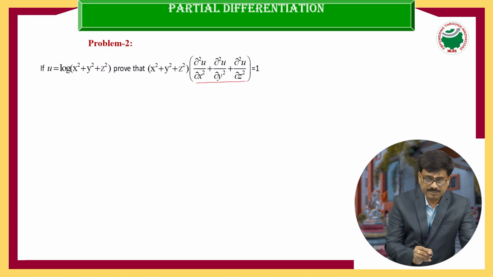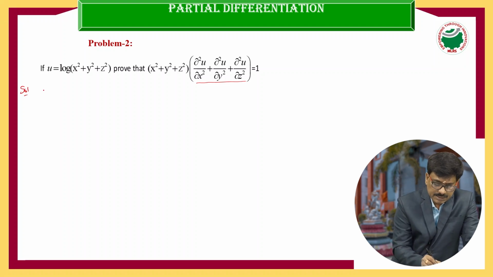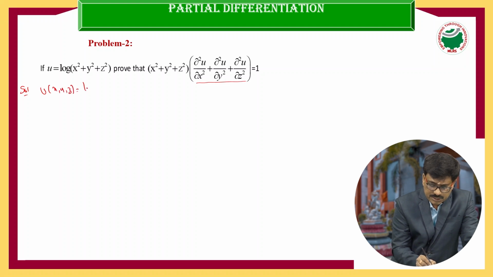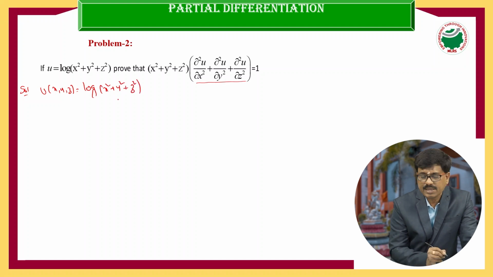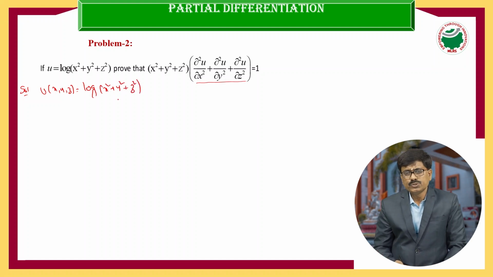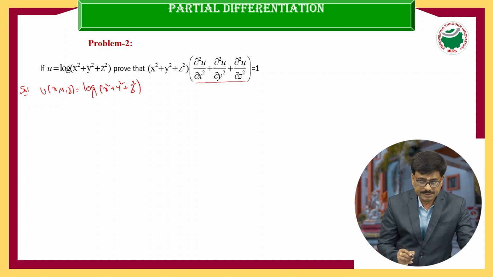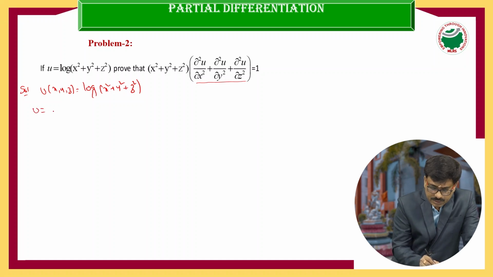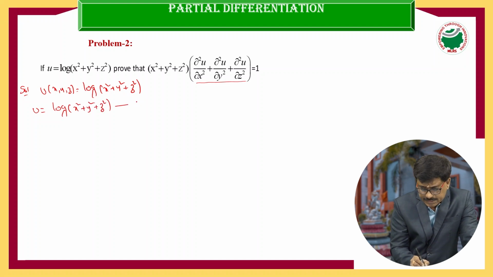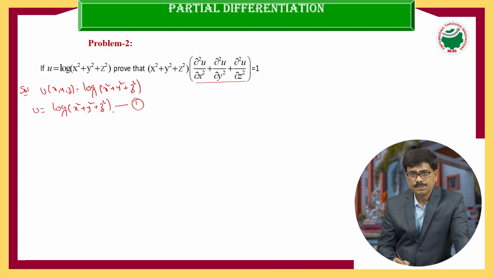Already you know what the dependent variables are. How do you write the function? First of all, you must get the clarity. u is a function of x, y, z, which is log of (x² + y² + z²). See, u is a function of three variables, and three are independent variables x, y and z. Let us write u equal to log of (x² + y² + z²). Let us treat this as equation 1.